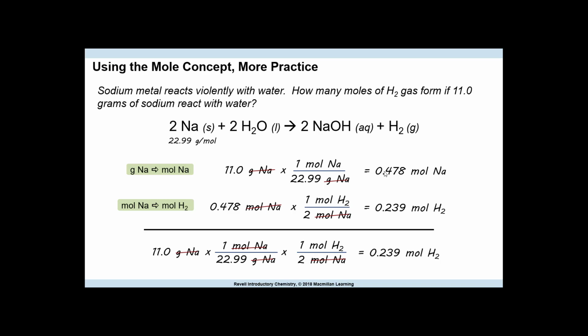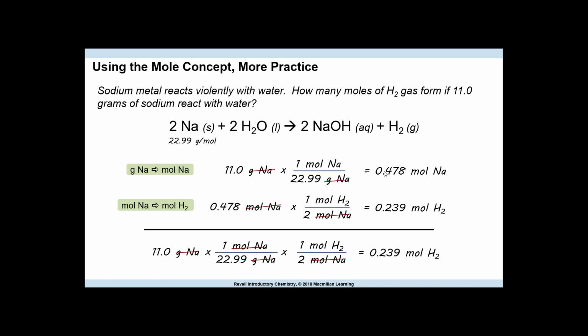Sodium metal reacts violently with water. How many moles of hydrogen gas form if 11.0 grams of sodium react with water? To solve this problem, we first must convert the grams of sodium to moles of sodium, then relate the moles of sodium to the moles of hydrogen. So we need to do some conversions before we can even look at the problem itself.